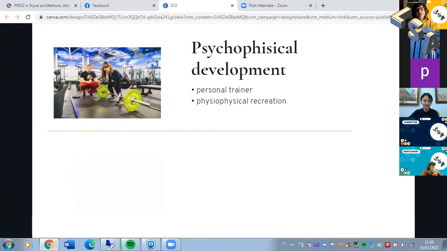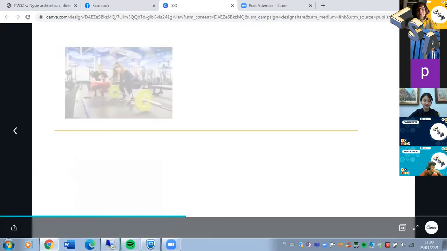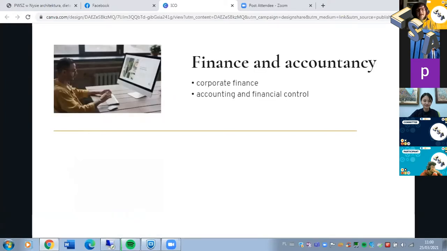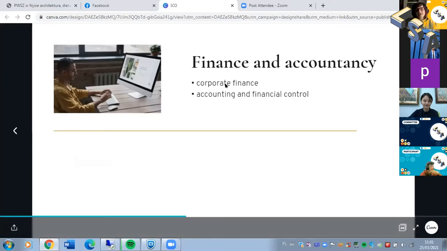Next is psychophysical development, where we have two specializations. One of those is personal trainer and psychophysical recreation. And we come to the economic ones like finance and accountancy. It's a specialization in corporate finance and accounting and financial control. And we accept students here from all economic backgrounds. So when looking for subjects and possibilities, you can also enter this faculty if you have economic fields.